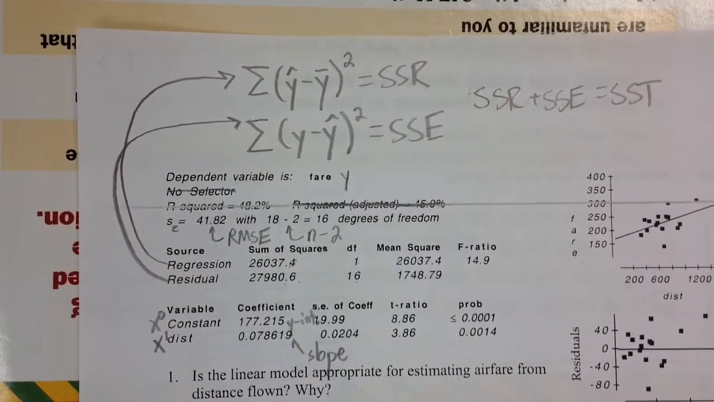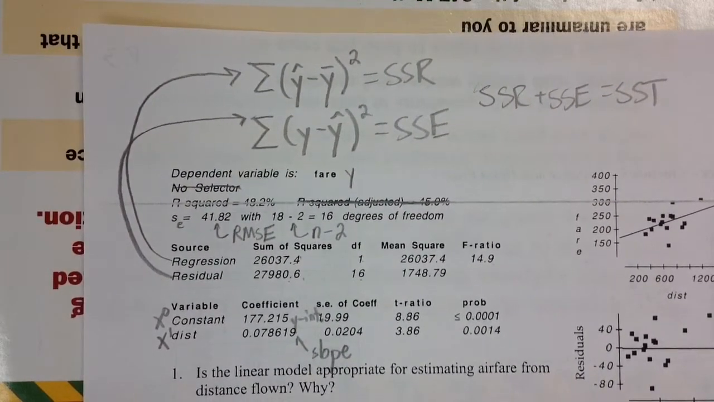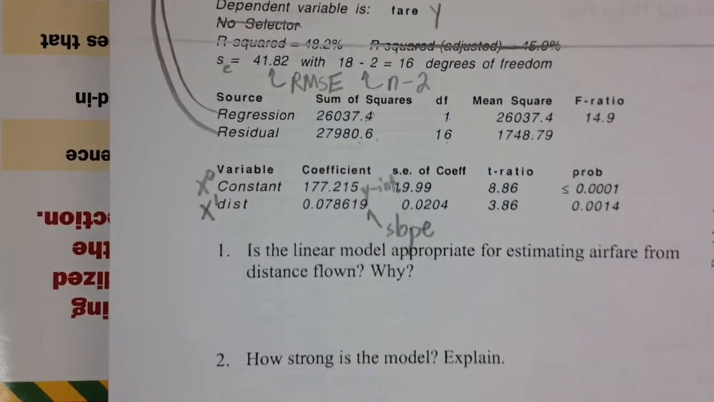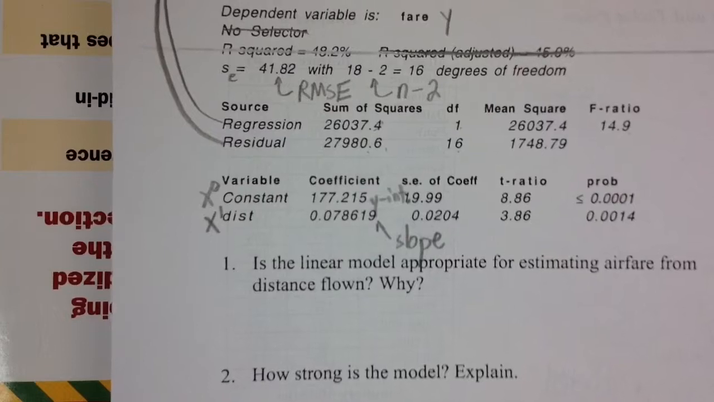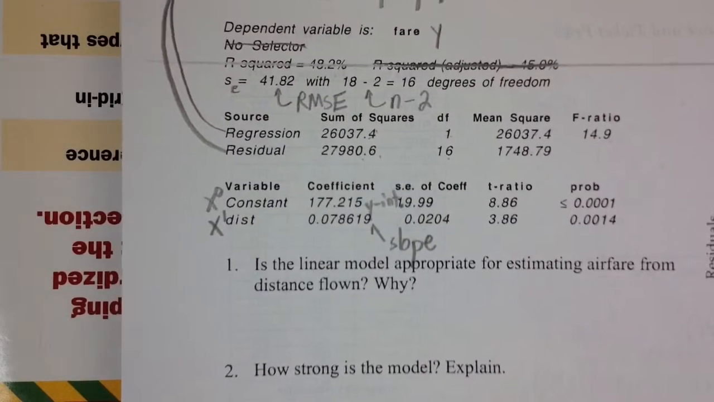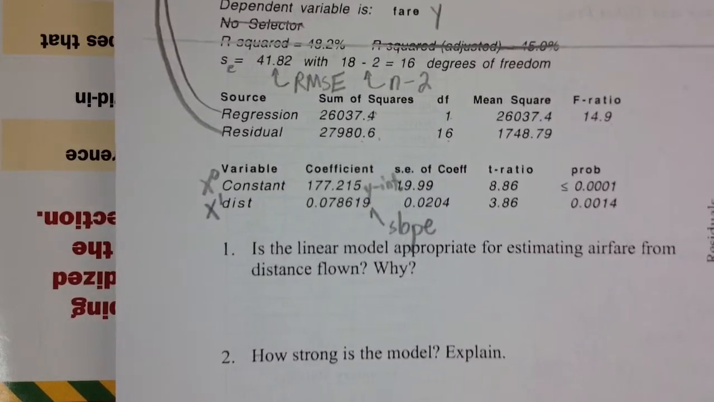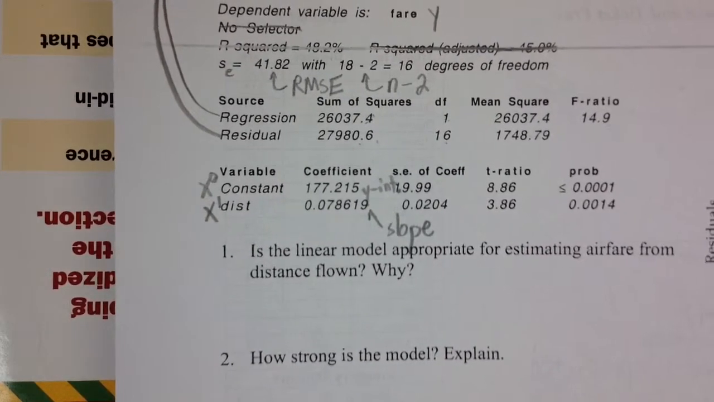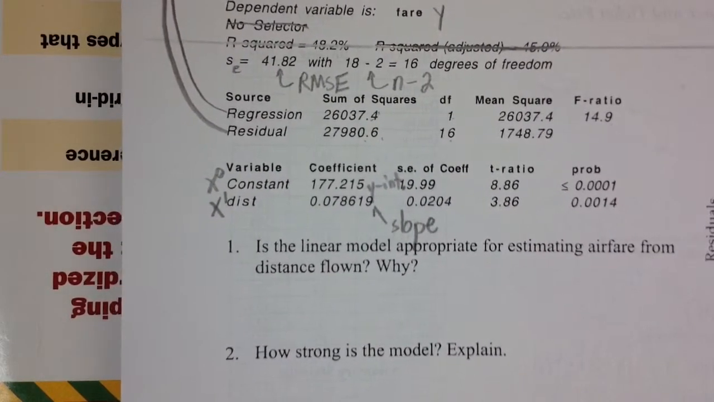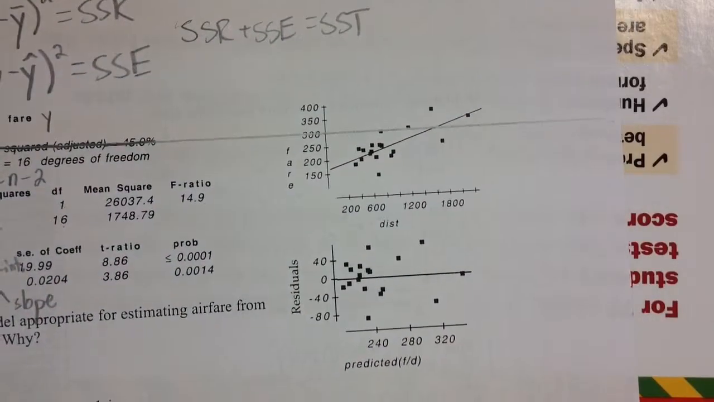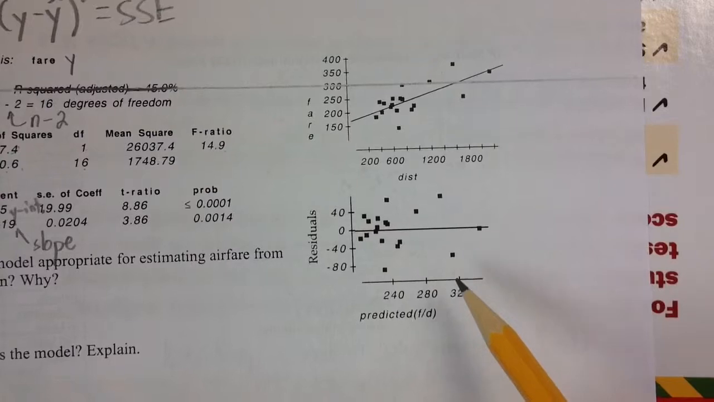Yes? What are the x variables raised to? The first one is raised to the 0th power, and the second one's raised to the 1st power. You could also have nonlinear models, like a quadratic model, and that would have another coefficient. Great. And then over here you have the scatter plot and the residuals plot.